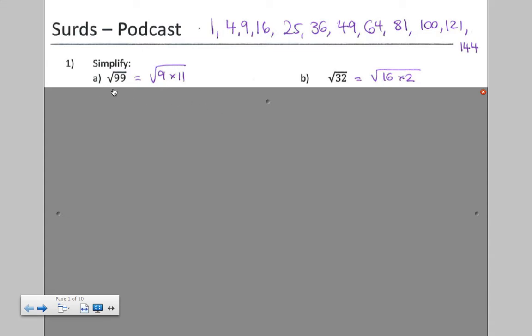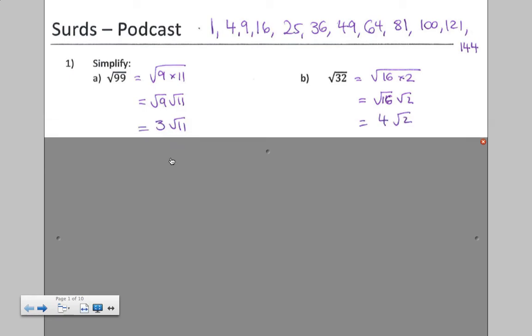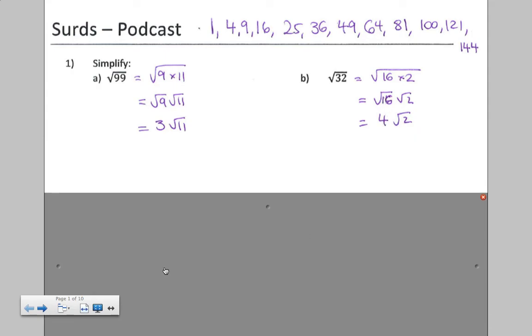So I've rewritten root 99 as root of 9 times 11. Now I'm allowed to split that product. That is root AB equals root A times root B. So I can split that product into root 9 times root 11, and I know that root 9 is actually 3. So that gives me 3 root 11. Same here, root 16 is 4, gives me 4 root 2. Nothing new.